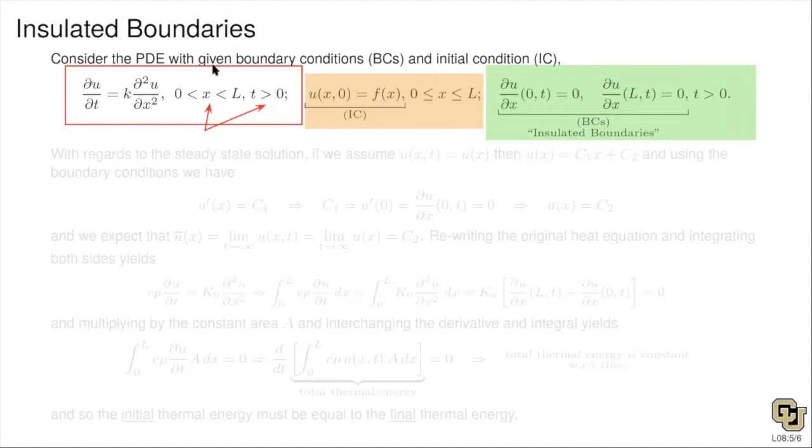This is for t greater than 0. And look at the spatial variables. In the original PDE, it didn't say what's happening when x equals 0 and x equals L, right? This is a strict inequality here. Look, the boundary condition is telling us what's happening at x equal to 0 and x equal to L. And this is for t greater than 0, because what's happening at t equal to 0 is already being covered by the initial condition.